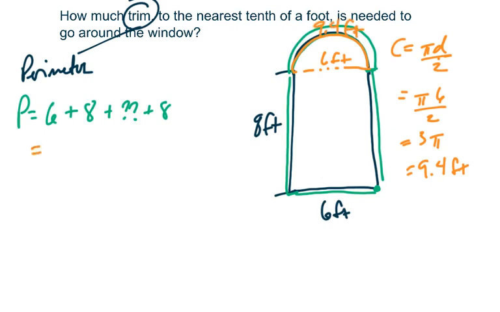So I go back to my equation where we already started this. 6 plus 8 plus, I know that now, 9.4 plus the final 8 to get me all the way around. Let's type in the calculator, add it up. 6 plus 8 plus 9.4 plus 8 gives me 31.4 feet.